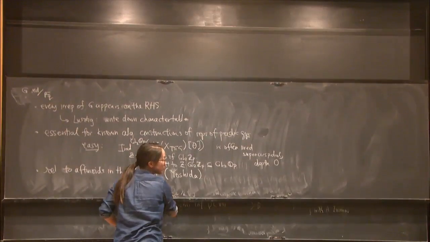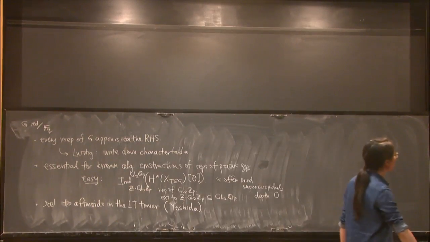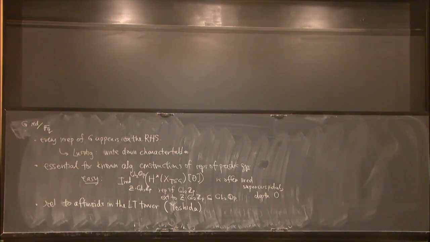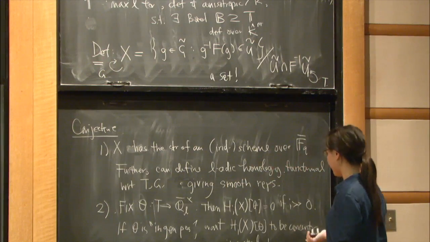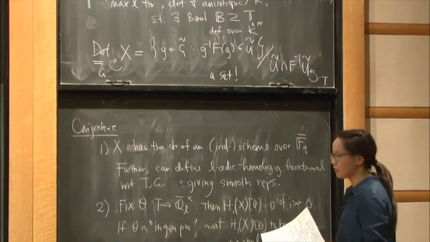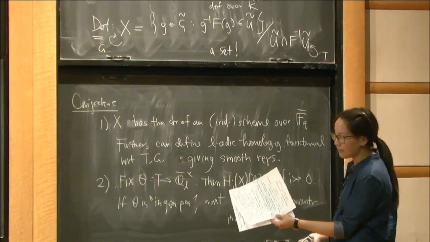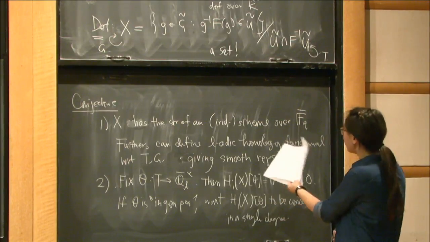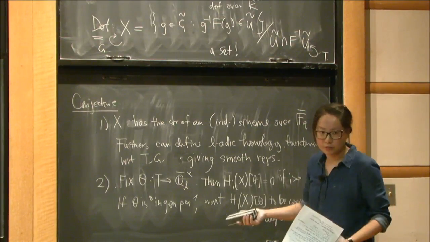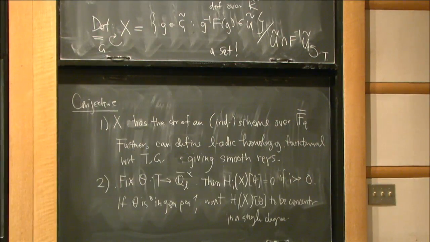Why do you expect the X to be a scheme over F_q bar rather than K unramified? Well, if you want to get all the representations, you want the homology groups that you get to be very large, right? Because, unlike in the finite field setting, these are going to be infinite dimensional representations.